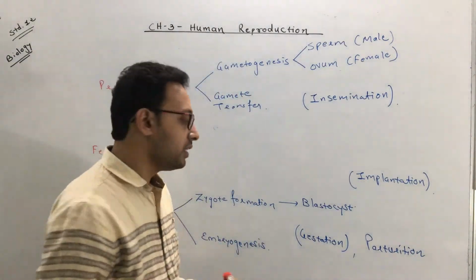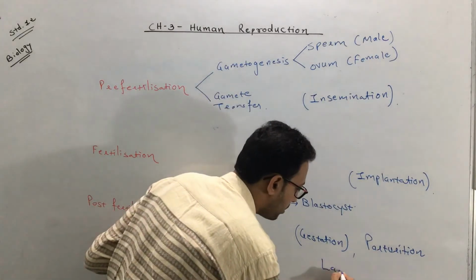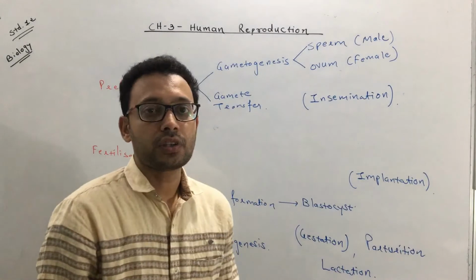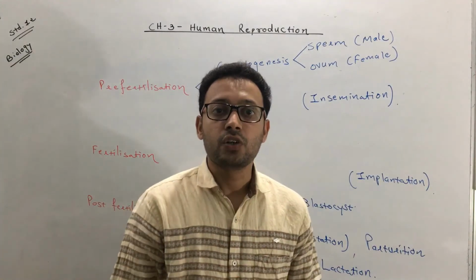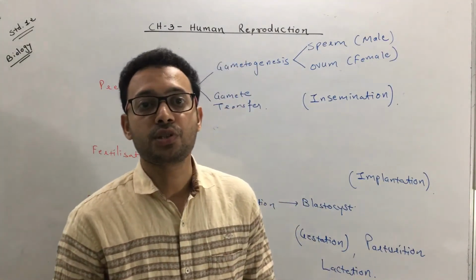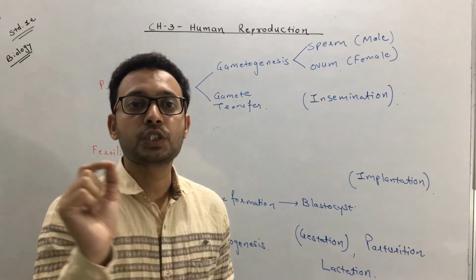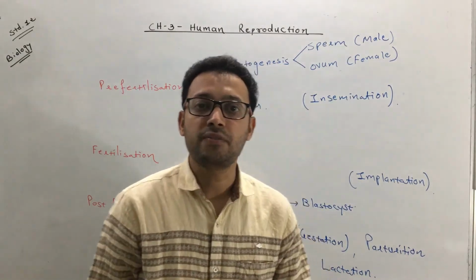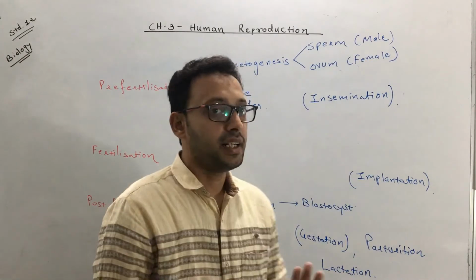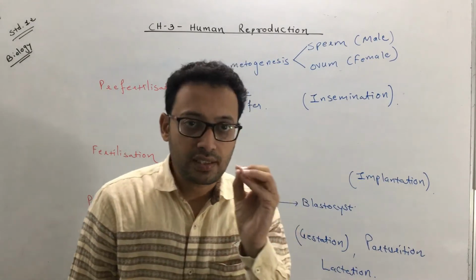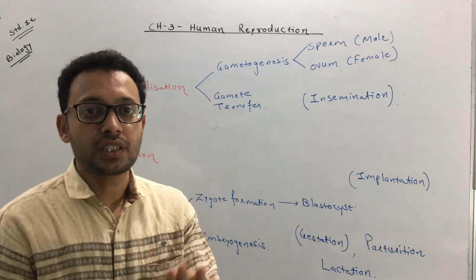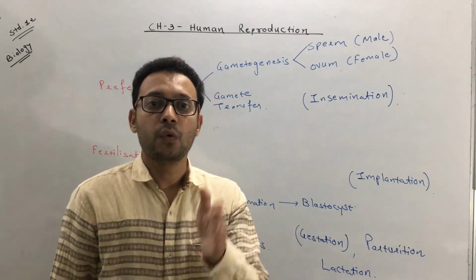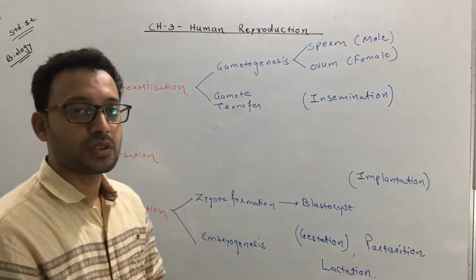And the final term is called lactation. Okay, once the baby gets delivered, it needs nutrition, and it is provided nutrition in the form of mother's milk. Providing nutrition in the form of mother's milk is called lactation. So these are the few terms or words that you have to remember, because these are the words which are repeatedly used while studying human reproduction.